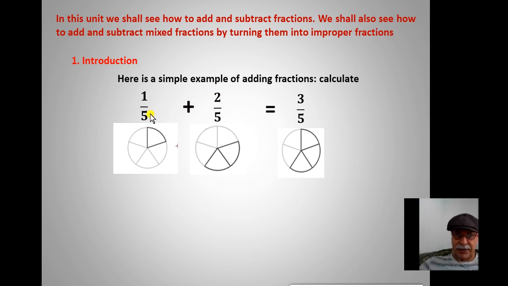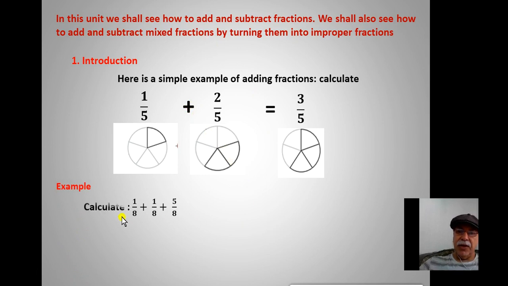I repeat again: if you see the denominator is the same, you just do the process, plus or minus, on the numerators only.